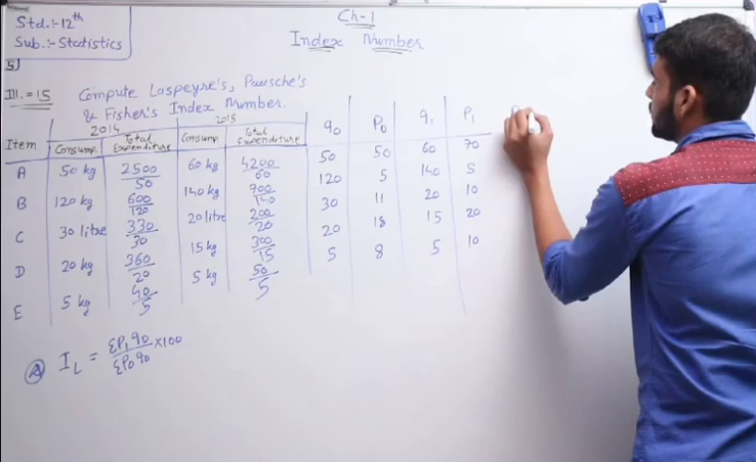So in this sum we have quantity and total expenditure and we find the price column. Okay students, so I hope you all understood, and in the next lecture we will discuss the cost of living index number. Okay students, thank you.